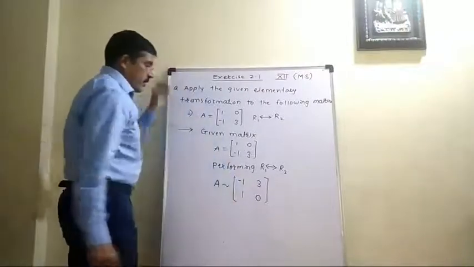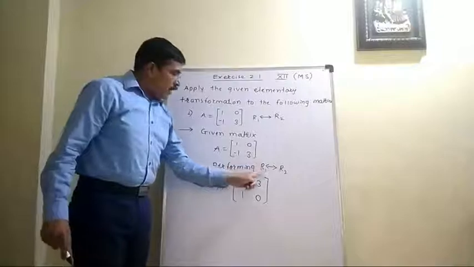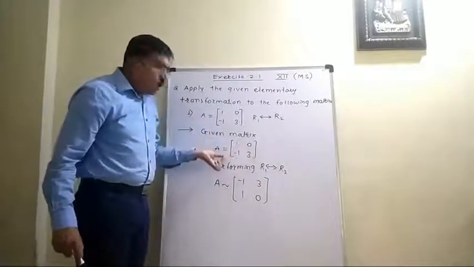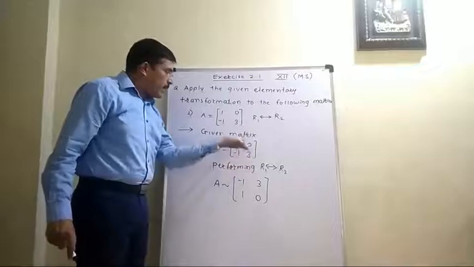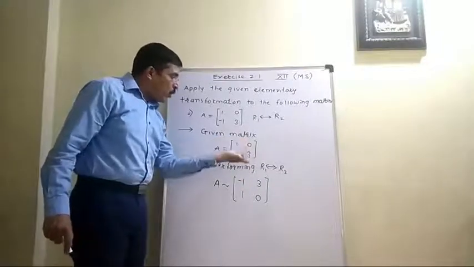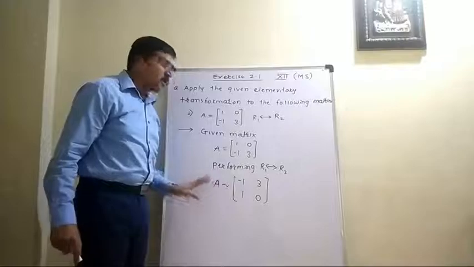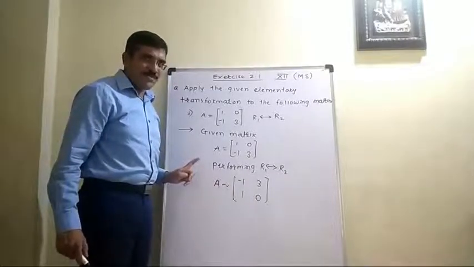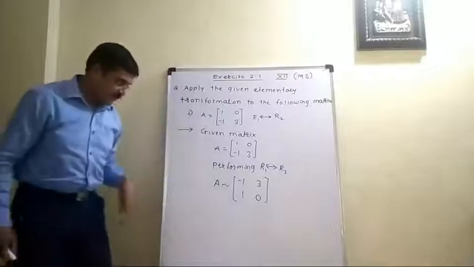Got it? Let us see. R1 interchanging R2 means you have to replace row 1 and row 2. Row 2 will come in place of row 1 and row 1 will go in place of row 2. This is the final answer. It will ask for 1 mark in the examination. Got it? Now let us see the next question.